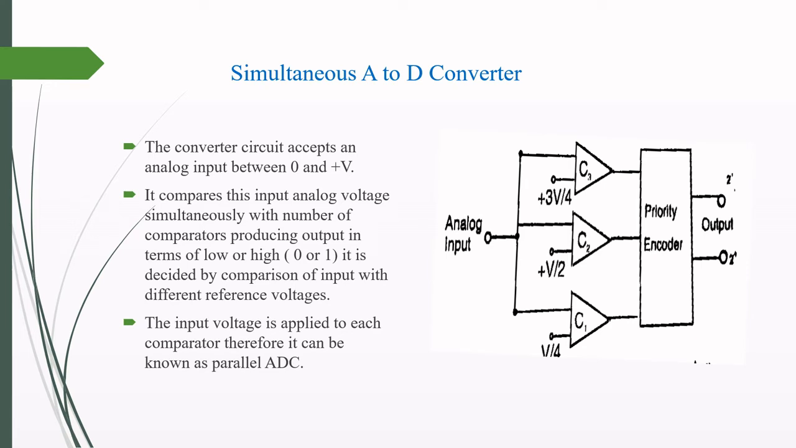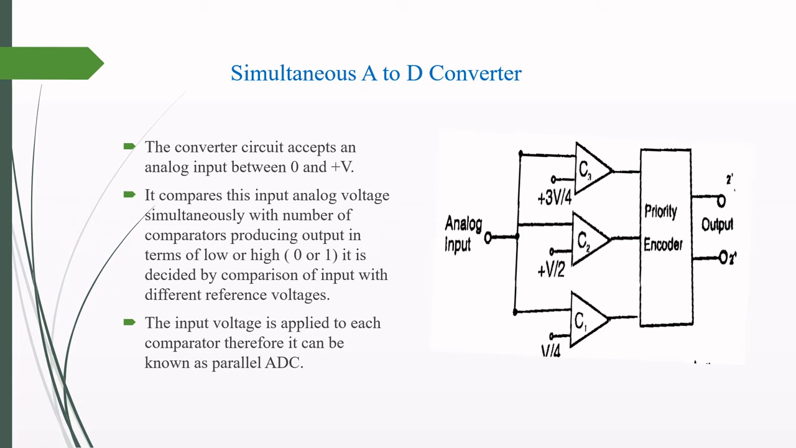The converter circuit is capable of accepting analog input between 0 and plus V. It compares this input analog voltage simultaneously with number of comparators, producing the output in terms of low or high, that means 0 or 1. It is decided by comparison of input with different reference voltages. So here you can see the diagram of simultaneous type A to D converter. The input voltage is applied to each comparator. Therefore, it can be also known as parallel type of ADC.